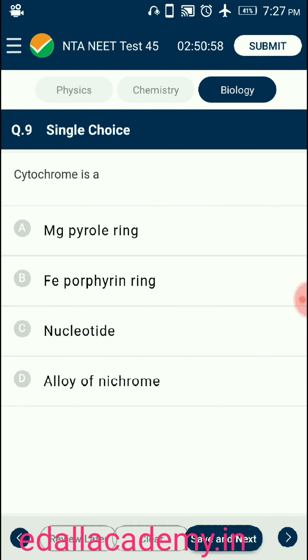Cytochromes are iron-containing heme prosthetic groups. They are the most important electron carriers of the respiratory chain, which are related with each other by the presence of a bound heme group whose iron atom changes from the ferric state to the ferrous state when it accepts an electron. The heme group of cytochrome consists of a porphyrin ring holding an iron atom with 4 nitrogen. So the answer for this question is option B, Fe porphyrin ring.